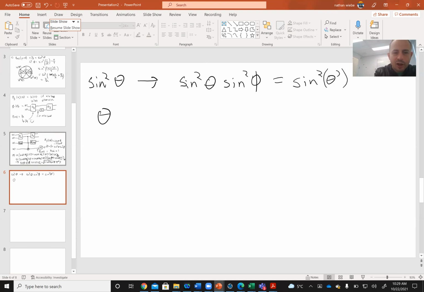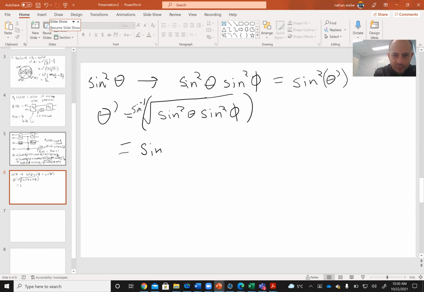Okay, so this angle theta prime, which corresponds to the effective new success probability of this entire circuit, is now going to be the arc sine of the square root of sine squared theta sine squared phi. And this is, of course, going to be the arc sine of, well, sine squared theta is just the probability of success. So it's going to be the square root of the probability of success times the absolute value of sine phi.